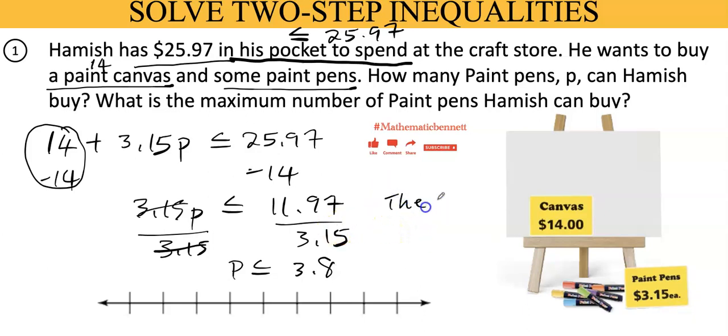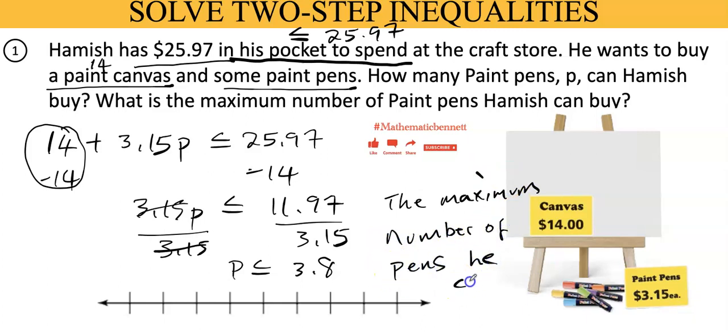So the maximum number of pens he can buy is 3. Alright, let us represent this on our number line. Because if he bought 4 pens, he would have spent more money. He would have to spend more than the $25.97. So the maximum he can buy is 3.